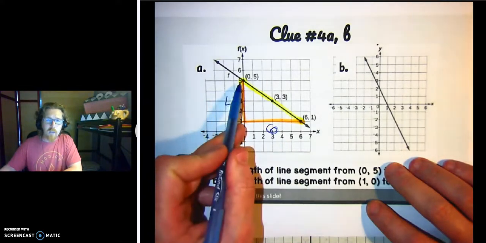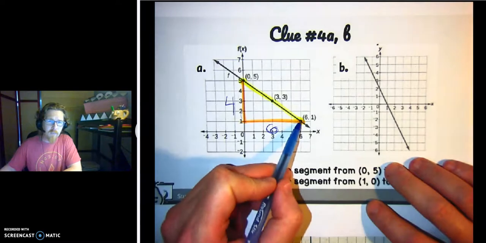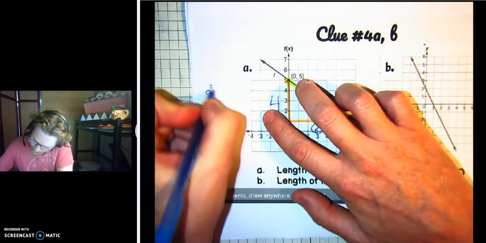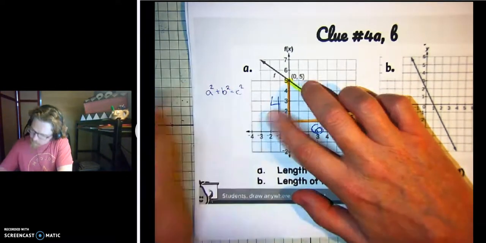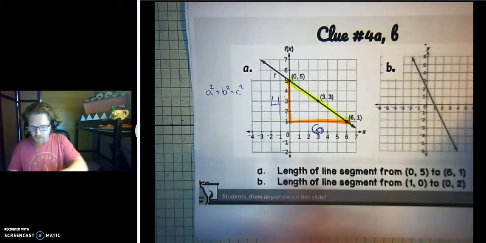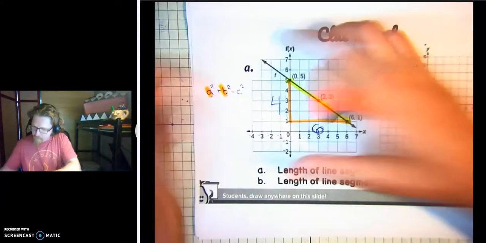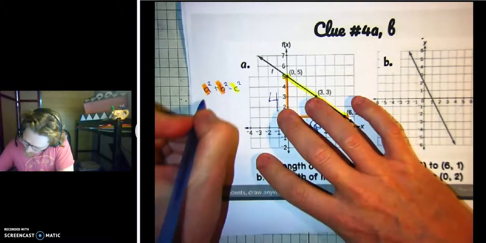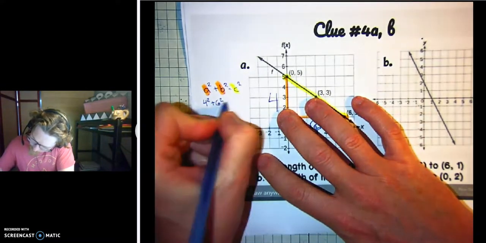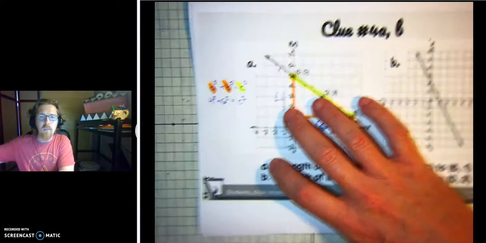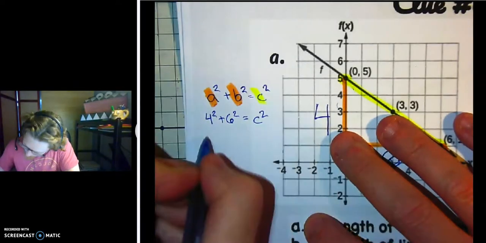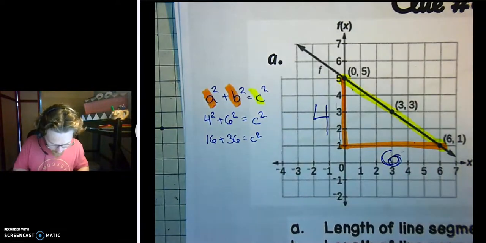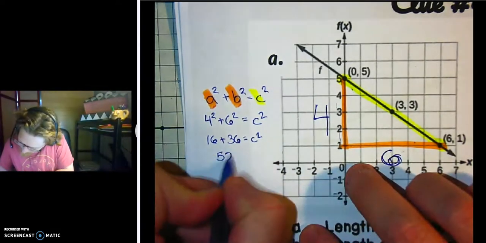And so I have a right triangle that has a side of 4 and a side of 6, and I don't know the hypotenuse. But I know the Pythagorean theorem. It says that a squared plus b squared equals c squared, where c is my longest side. So a and b are going to be the 4 and the 6, and c is what I don't know. So this is 4 squared plus 6 squared equals the unknown length squared. 4 squared is 16, 6 squared is 36, and 16 plus 36 is 52.